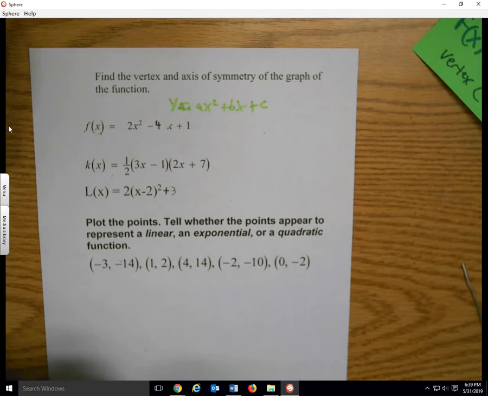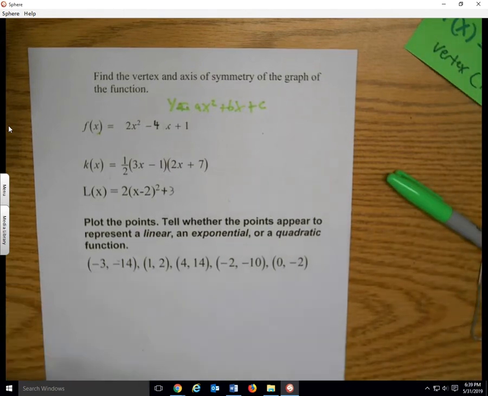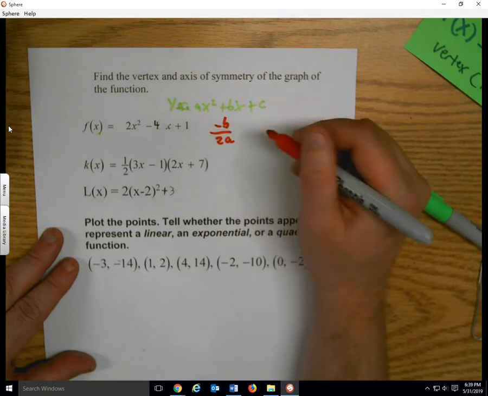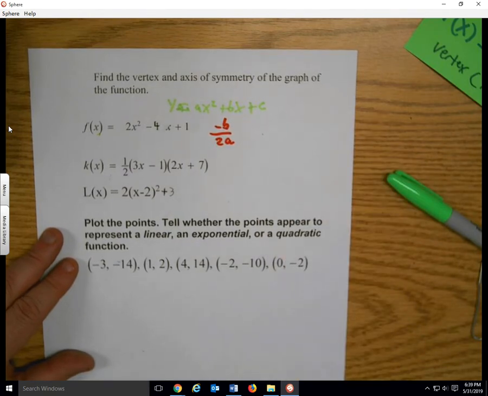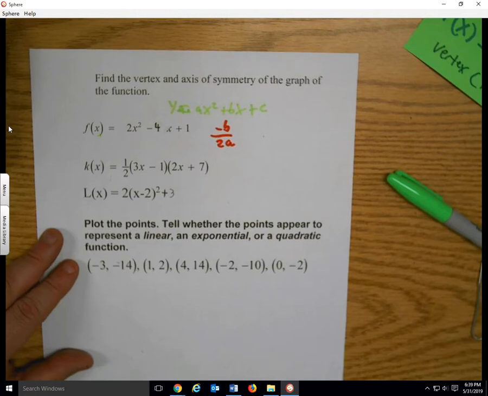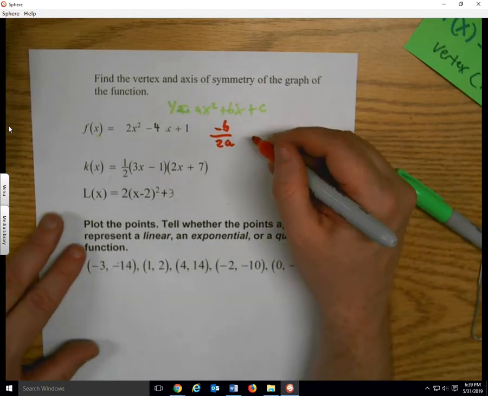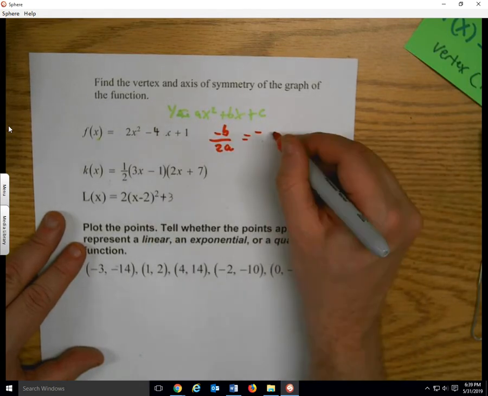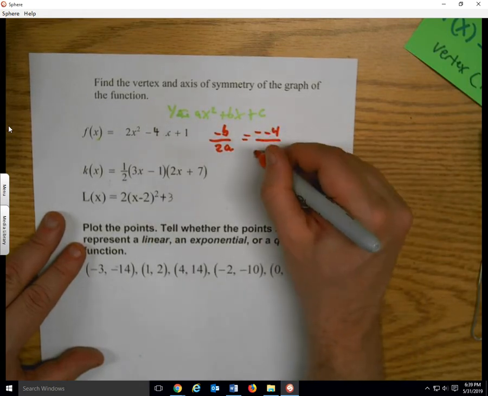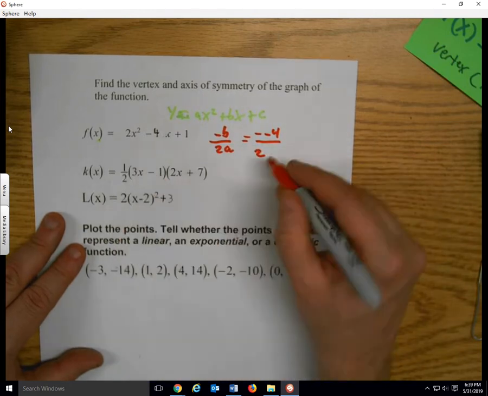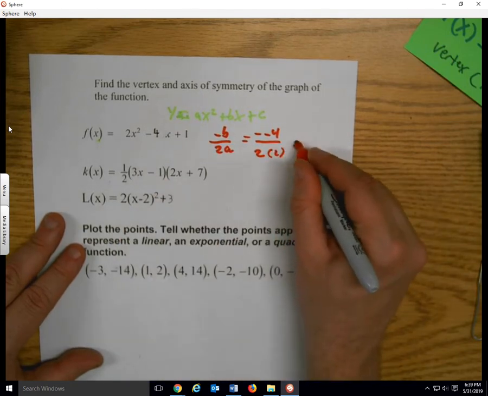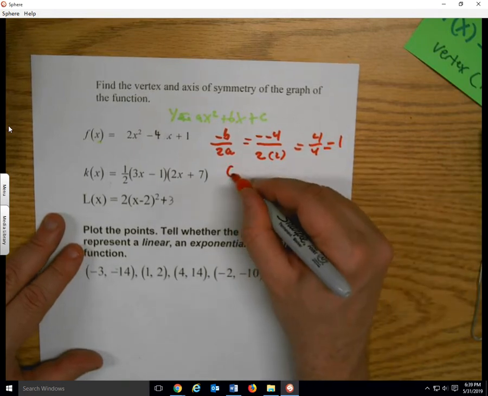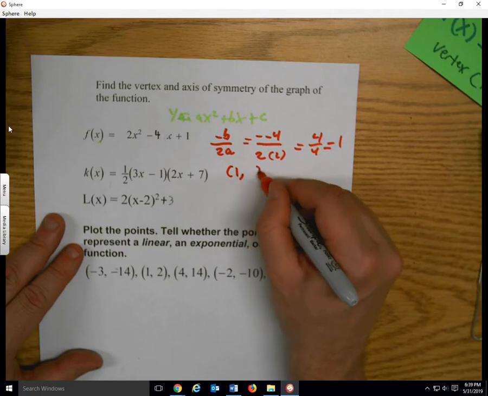And so when it's in standard form, how do you find the axis of symmetry? It's negative b over 2a. That's how you find the axis of symmetry. So a negative b would be a negative, and then the b is a negative 4. So it would be a negative negative 4 over 2 times the a, and the a is a 2. So in this case, it would be a 4 over 4, which is a 1. So the x value of the vertex, or the axis of symmetry, is 1.